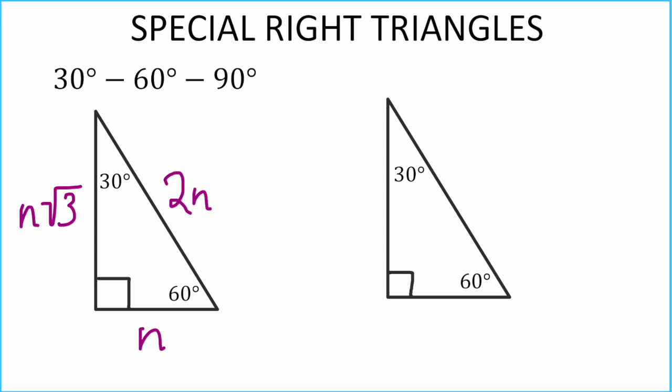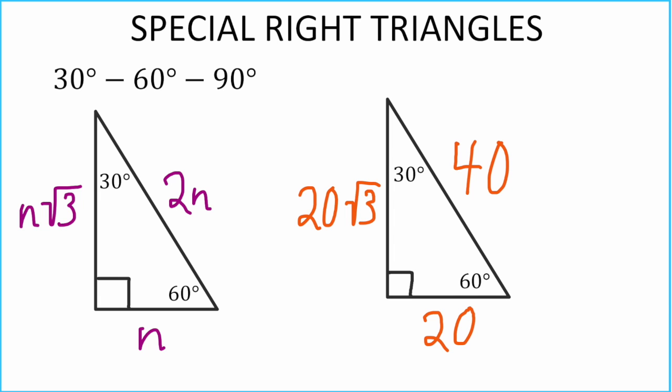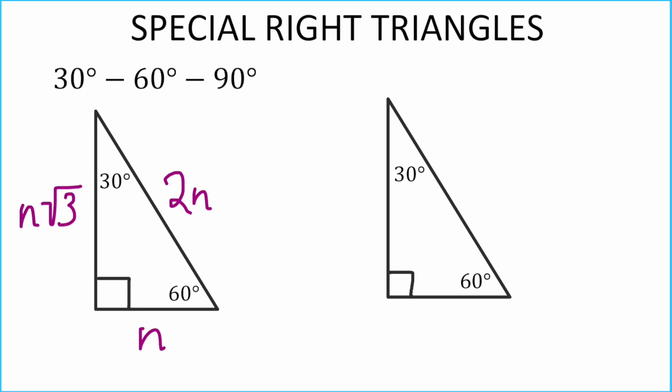All right, let's try another one. What if I give you the hypotenuse is 40? So if 2n equals 40, that means n would be just 20. So our short leg is 20. Once you have the short leg, it's easy to find the long leg by just multiplying by radical 3. So the long leg is 20 radical 3. Try another one. All right, if you want to give this one a try, go ahead.